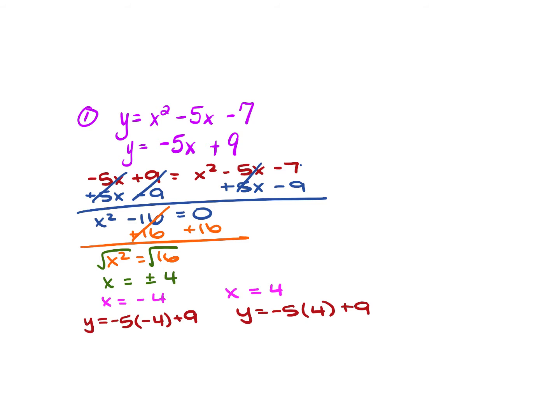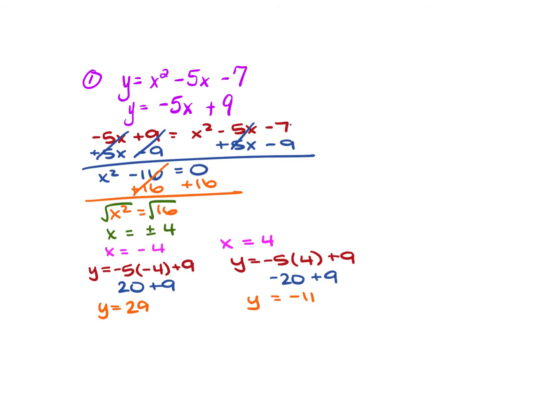The negative 5 times negative 4 is 20, plus 9 gives us that y is 29. And for the other one, the negative 5 times 4 is negative 20, plus 9 gives us negative 11. So this gives us two ordered pairs that are our solutions. One that is negative 4, 29, wow, and one that is positive 4, negative 11.